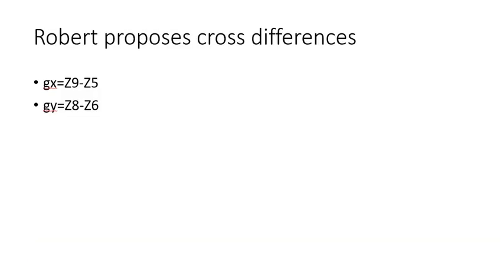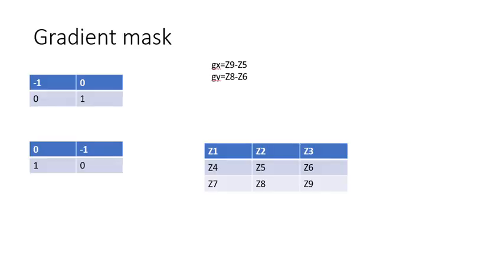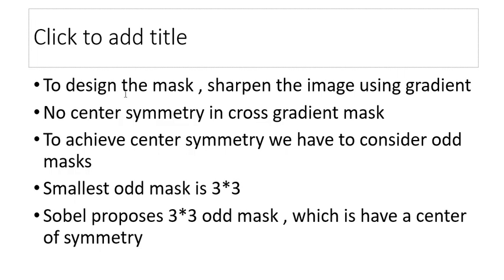Next is the Roberts cross operator. First we have the gradient mask values to be minus 1, 0, 0, 1, and the next one to be 0, minus 1, 1, 0. This is obtained from the gradient equations gx and gy. To design the mask, we first sharpen the image using the gradient, and there is no center symmetry in the cross gradient mask. So the smallest odd mask that is possible is 3 cross 3, and we also have the Sobel mask.